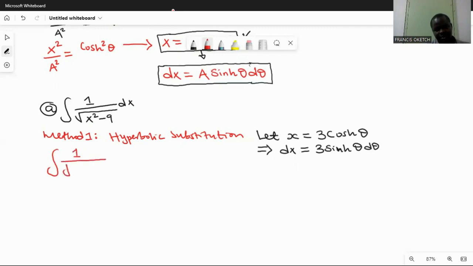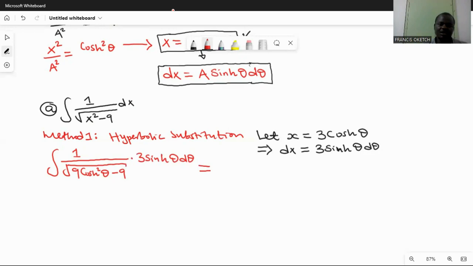the square root. Now x squared, that will give us 3 cosh squared theta. Of course, it is 3, so when you square 3, you get 9 cosh squared theta minus 9. Then I can see this dx. The dx here should be 3 sinh theta d theta.